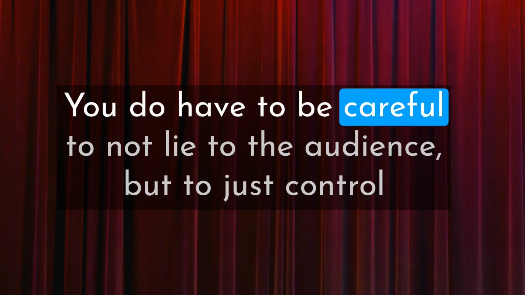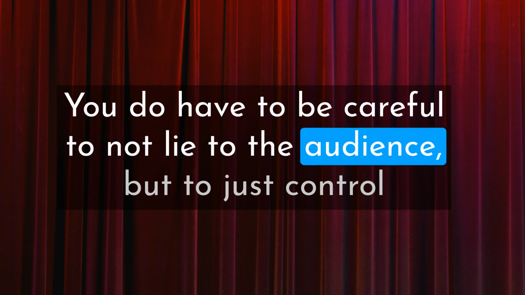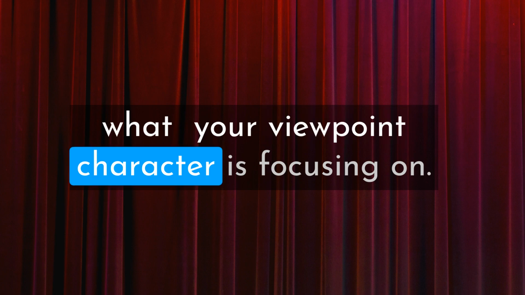You do have to be careful to not lie to the audience, but to just control what your viewpoint character is focusing on. So if they are focusing very hard on, I have to vault through this window, then they are not thinking about the fact that vaulting through the window is part of the plan all along. It's still right at the edge of their ability, so they have to do it right. But by focusing on the mechanics of the ticking clock chase scene, you can distract from the internal thoughts, the apparent total loss.